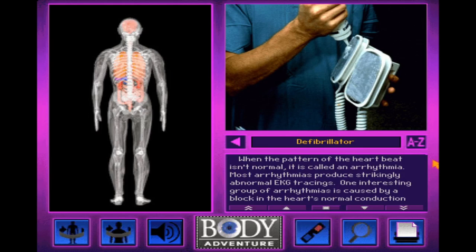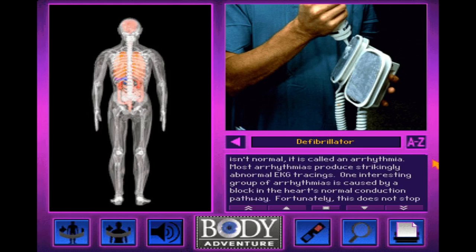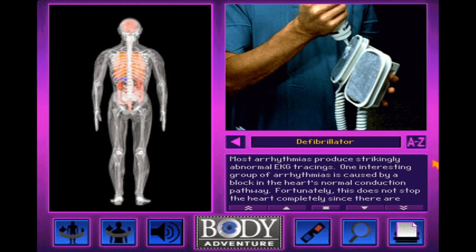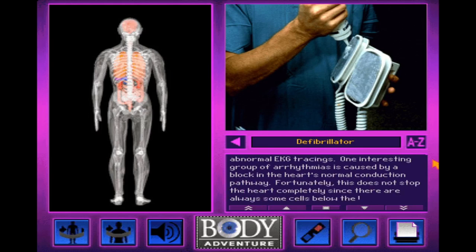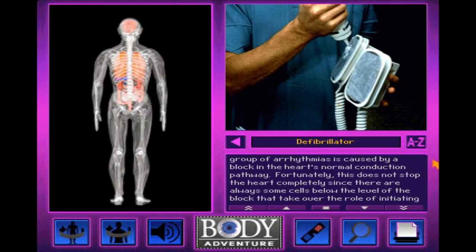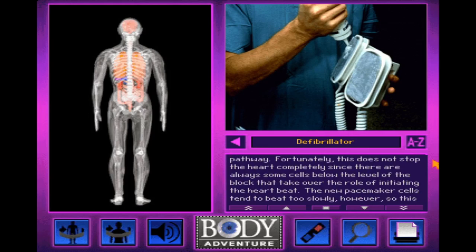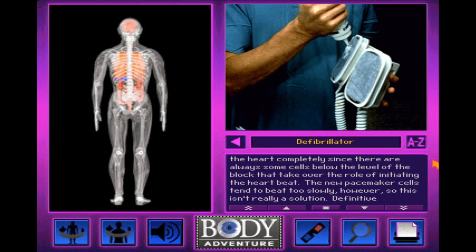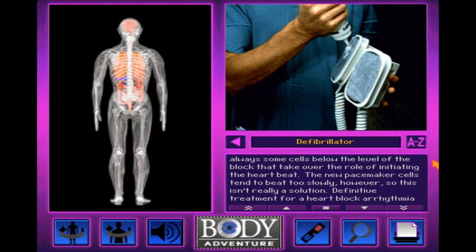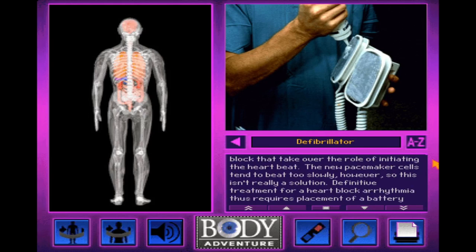Defibrillator. When the pattern of the heartbeat isn't normal, it is called an arrhythmia. Most arrhythmias produce strikingly abnormal EKG tracings. One interesting group of arrhythmias is caused by a block in the heart's normal conduction pathway. Fortunately, this does not stop the heart completely, since there are always some cells below the level of the block that take over the role of initiating the heartbeat. The new pacemaker cells tend to beat too slowly, however, so this isn't really a solution.